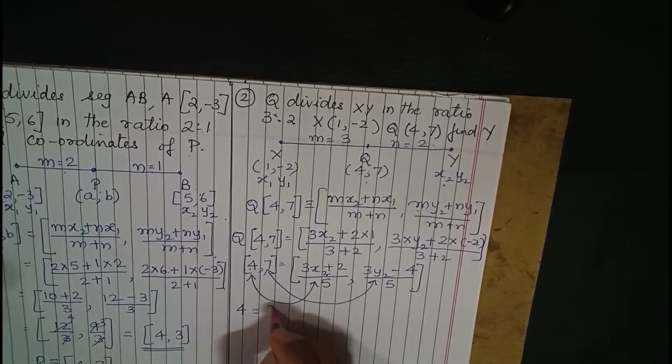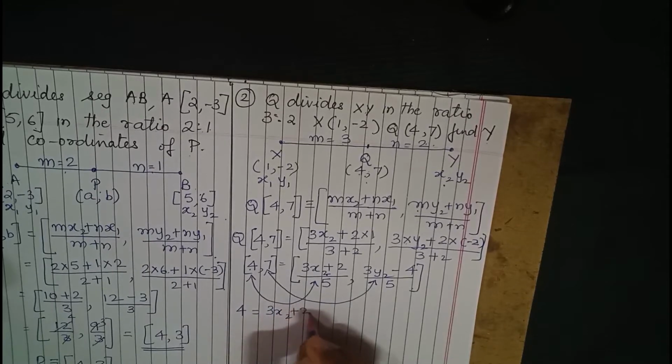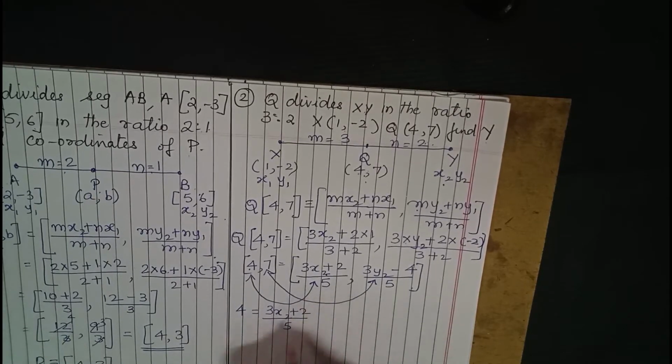Therefore, 4 is equal to (3x2 plus 2) upon 5. Now we can cross multiply and solve this. 5 4s are 20. So 20 is equal to 3x2 plus 2. Take the 2 this side, will become 18. 18 is equal to 3x2. So x2 is equal to 18 upon 3, which is nothing but 6.